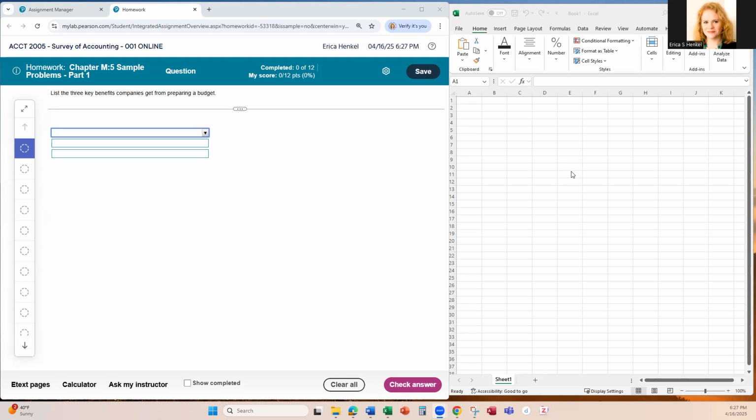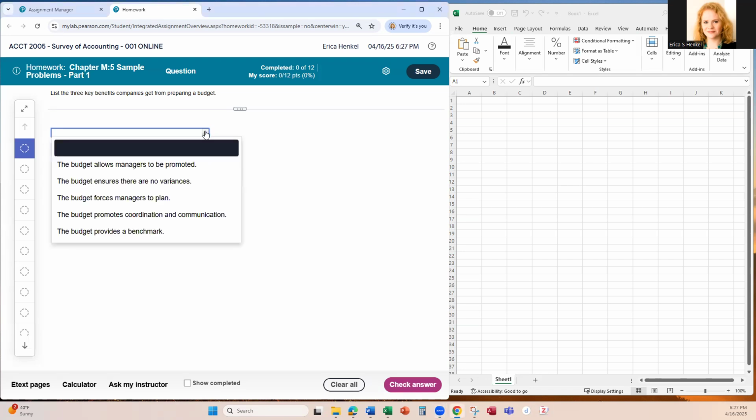So this first problem asks why do we prepare a budget for a company? What are the benefits? And they make this pretty easy. It's got drop-downs, so we're just going to talk through these really quick and why they might or might not be a benefit.